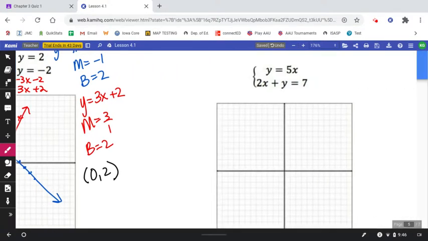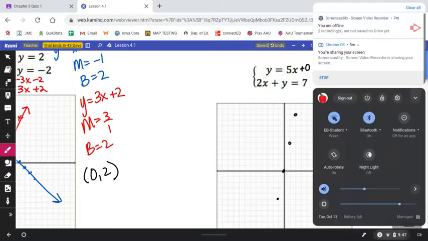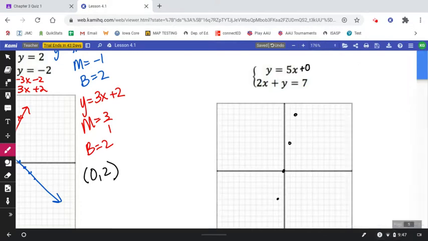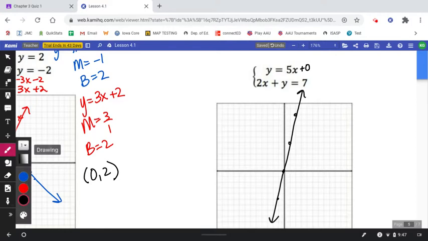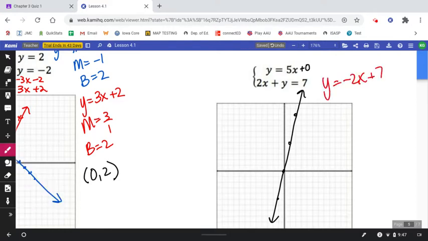On the second one, I have y equals 5x plus 0. So I'm going to start at 0 and go up 5 over 1. And then fill that in. For my second equation, I'm going to have to subtract 2x from both sides. So my slope is negative 2 over 1, and my intercept is 7.